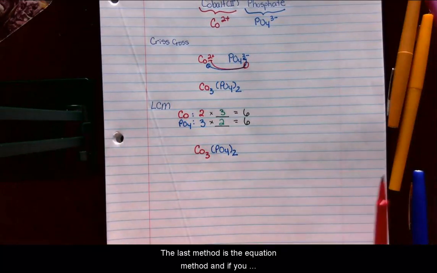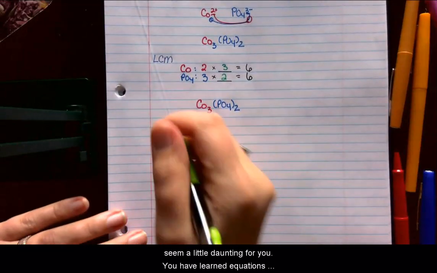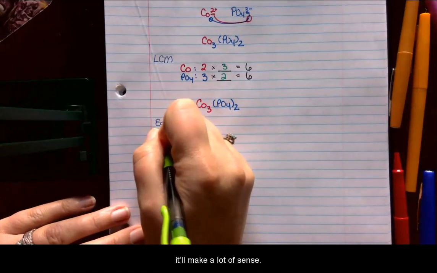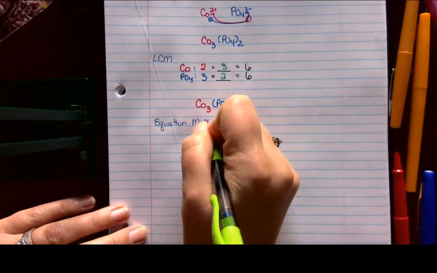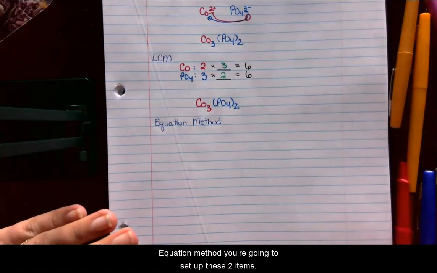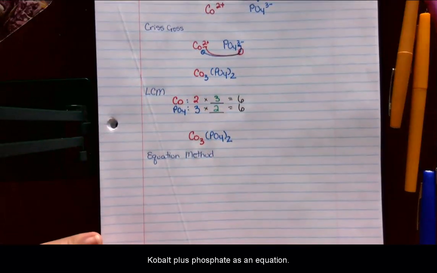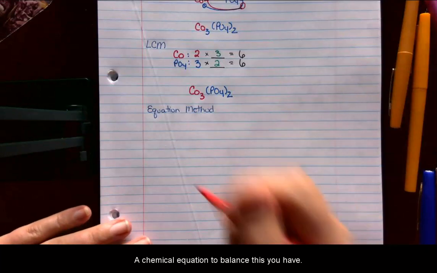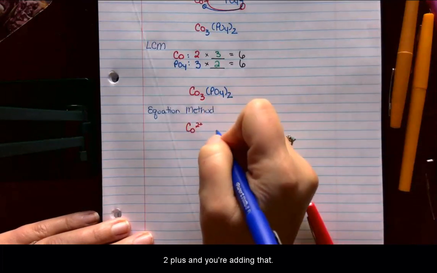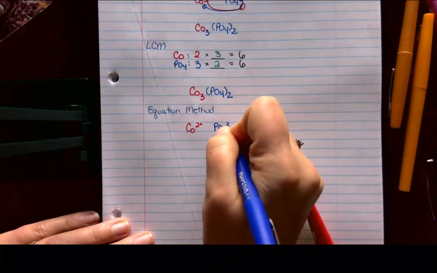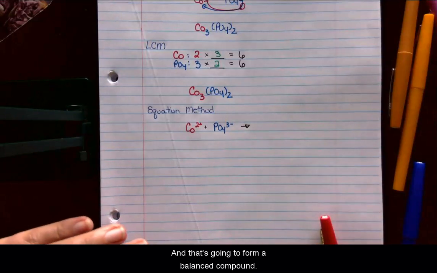The last method is the equation method, and if you haven't quite learned equations yet, this might seem a little daunting for you. If you have learned equations, it'll make a lot of sense. It might be a good way of looking at ionic compounds. So for the equation method, you're going to set up these two items, cobalt plus phosphate, as an equation, a chemical equation, to balance it. So you have Co²⁺ plus, and you're adding that to PO₄³⁻. And that's going to form a balanced compound.